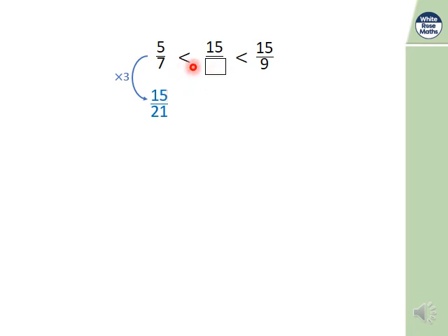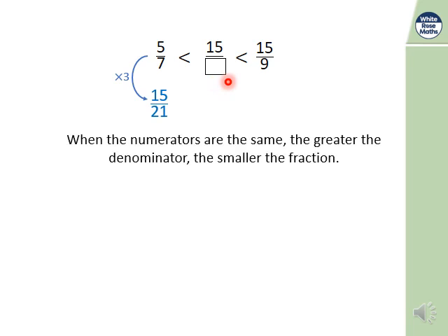It must be larger than 15/9, but it also must be in between 15/21s and 15/9. So what could it be here? When the numerators are the same, the greater the denominator, the smaller the fraction. So it could be 11. It could be any integer between 10 and 20.